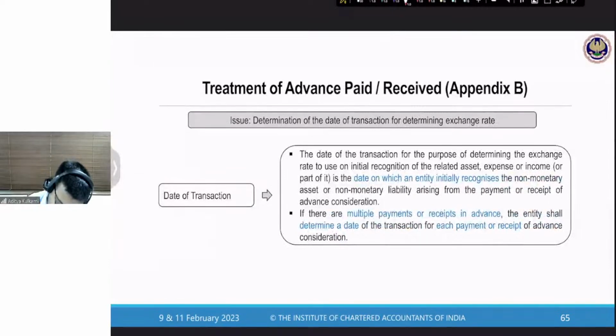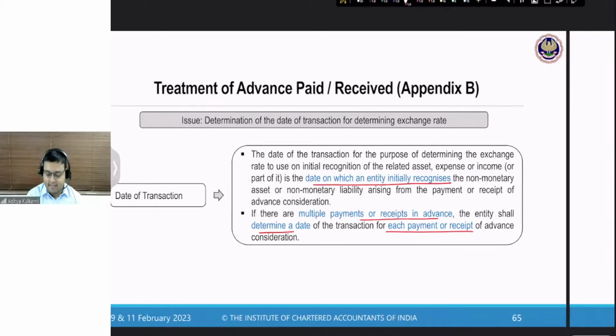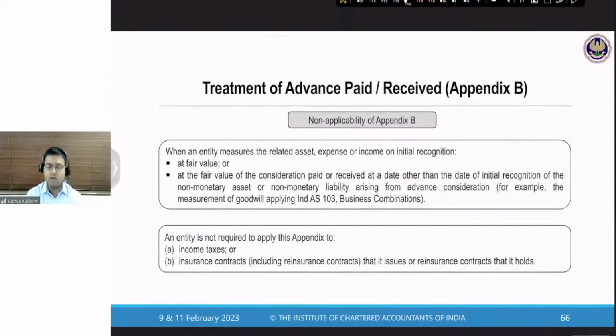On the date of transaction: the date of transaction for the purpose of determining the exchange rate is the date on which an entity initially recognizes the non-monetary asset. If there are multiple payments or receipts in advance, determine a date for each payment or receipt of advance consideration. So you will ultimately be taking the respective advance received dates as your revenue.